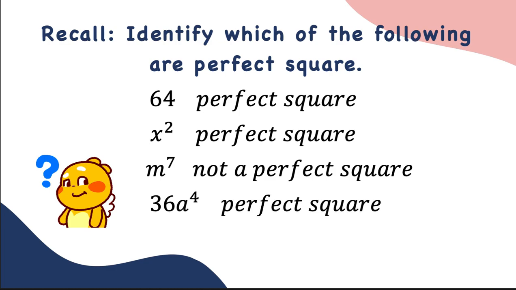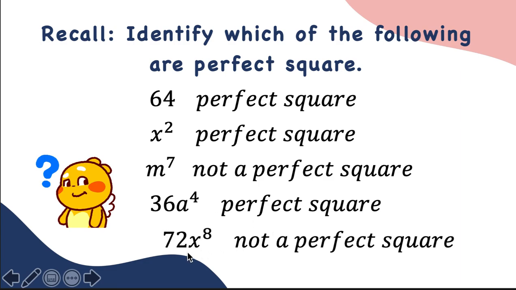Next one, 36a raised to 4 is also a perfect square number because 36, as we all know, we can have if we multiply 6 by itself. And then for a raised to 4, if we multiply a squared by itself.